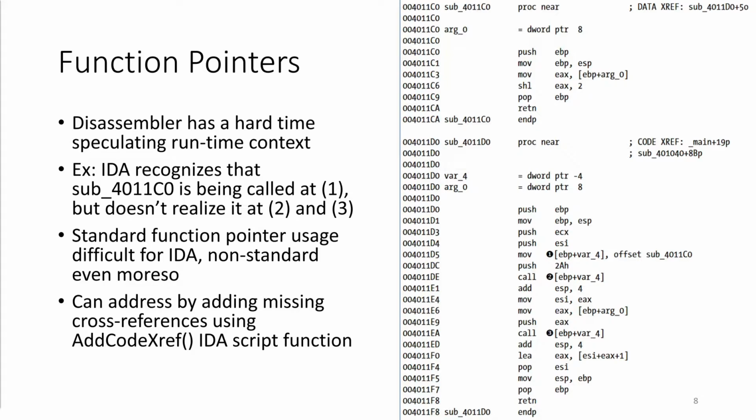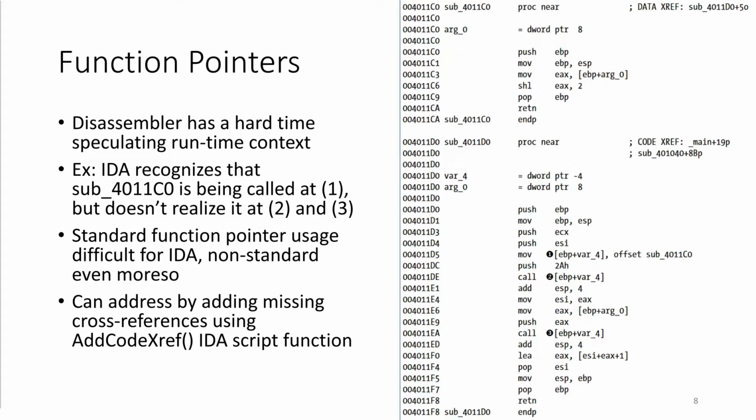So here we are with function pointers. A disassembler doesn't keep track of the runtime context, so it struggles to properly cross-reference function calls with addresses that are computed during runtime. In the example at the right, IDA notices that at label number 1 that EBP plus var4 is equivalent to the address hex 4011C0, but it doesn't keep track of the context well enough to create the same cross-references for the function pointer used at labels 2 and 3. This makes analysis difficult since it can be hard to tell what function is being called in large programs.